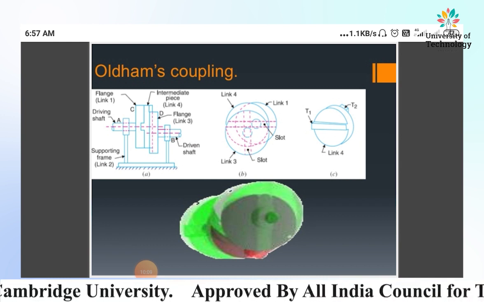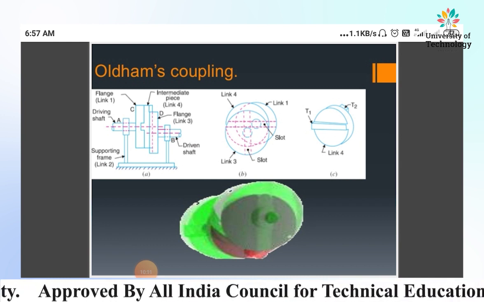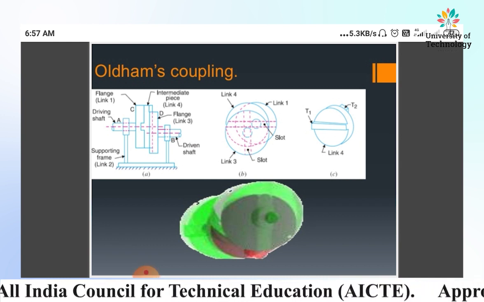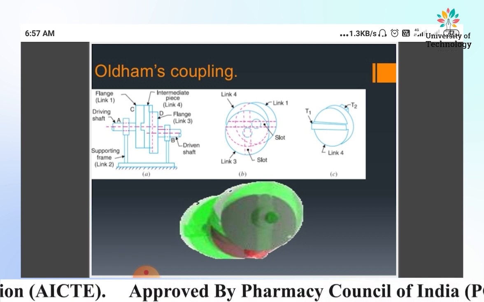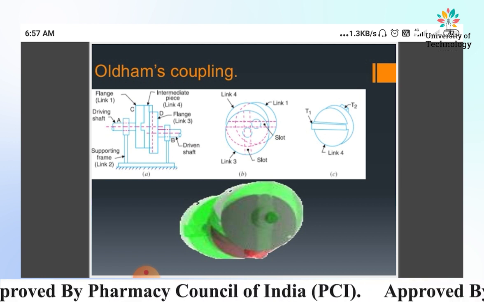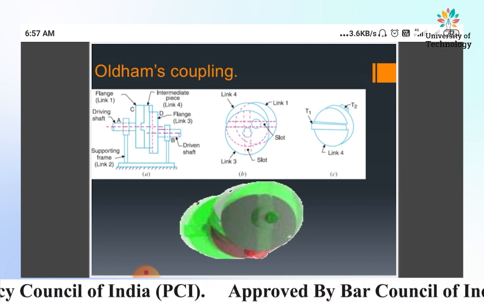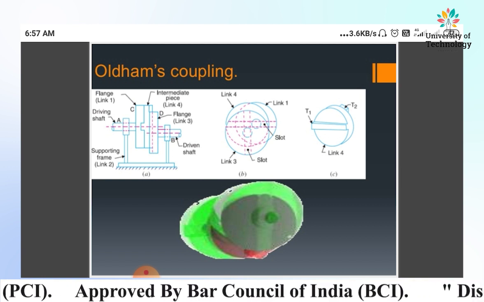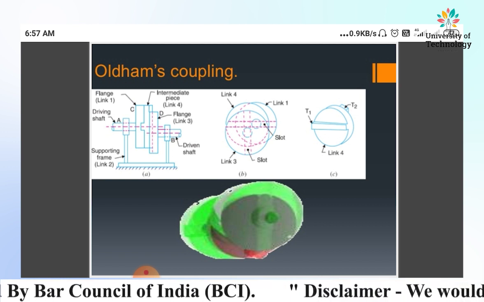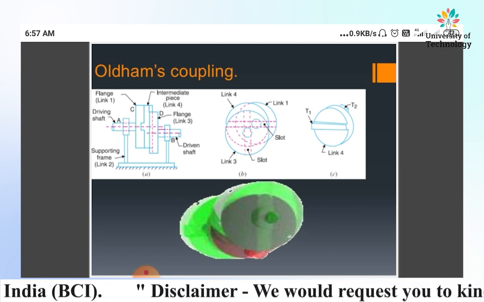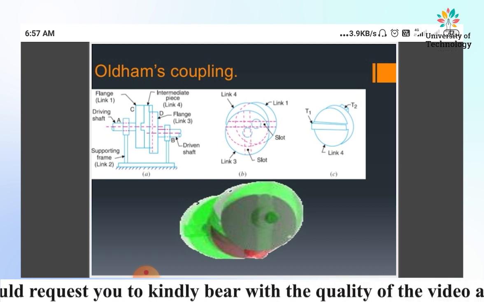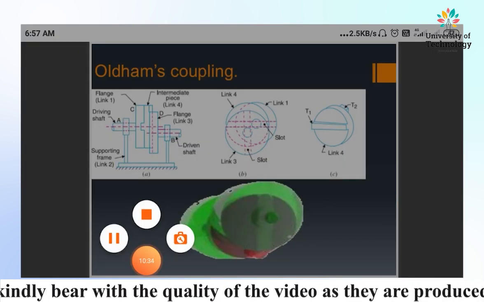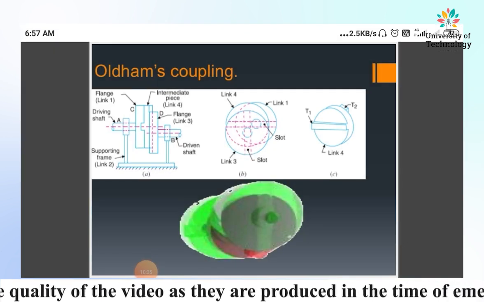So I hope the four-bar chain mechanism is easily understandable by this slide. Thank you.